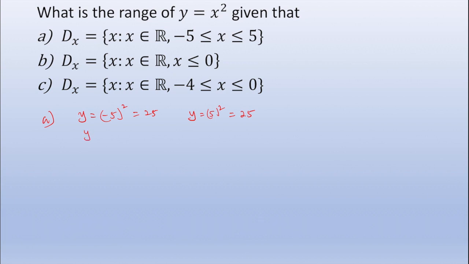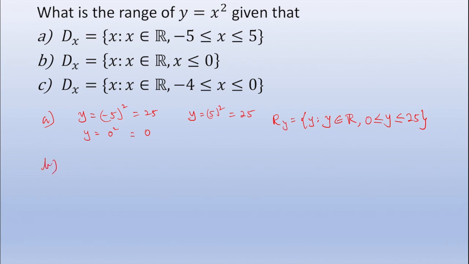Now, when x equals 0, y is 0 squared, and that is 0. Therefore, we can say that the range of y is y such that y is an element of the real numbers and y is greater than or equal to 0 and less than or equal to 25. Alright? Now part B.